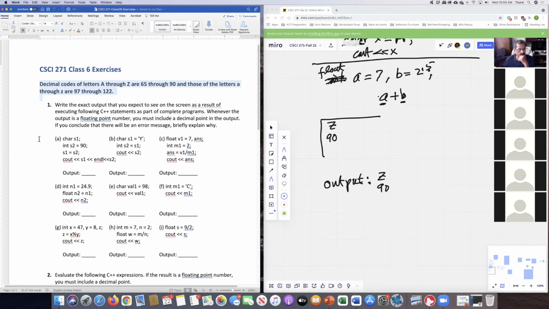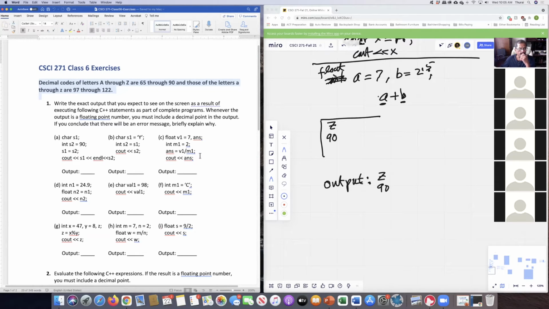All right, anybody has an answer for part B? Would it be Y, 89 on the next line? Y and 89? Or no, we are only printing one thing here. Also 89, wouldn't it? 89, yes. Yeah. Right. Okay, very good. So the answer for part B is 89. Now, number C.